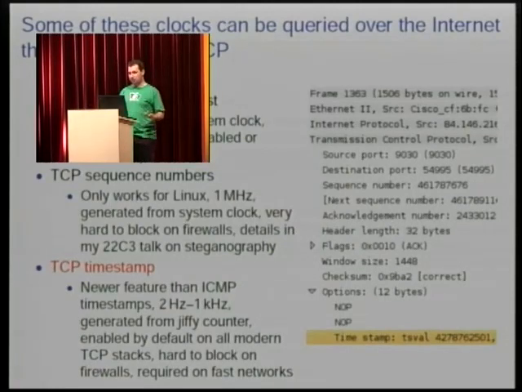It's generated from the Jiffy counter, and this is good because it's not NTP synchronized. And it's also quite hard to block on the firewall because it's a TCP option, and firewalls will typically not manipulate packets. On very fast networks, it's actually essential to have the TCP timestamp, otherwise the sequence number will wrap around and you can get losses of data. It also increases performance.